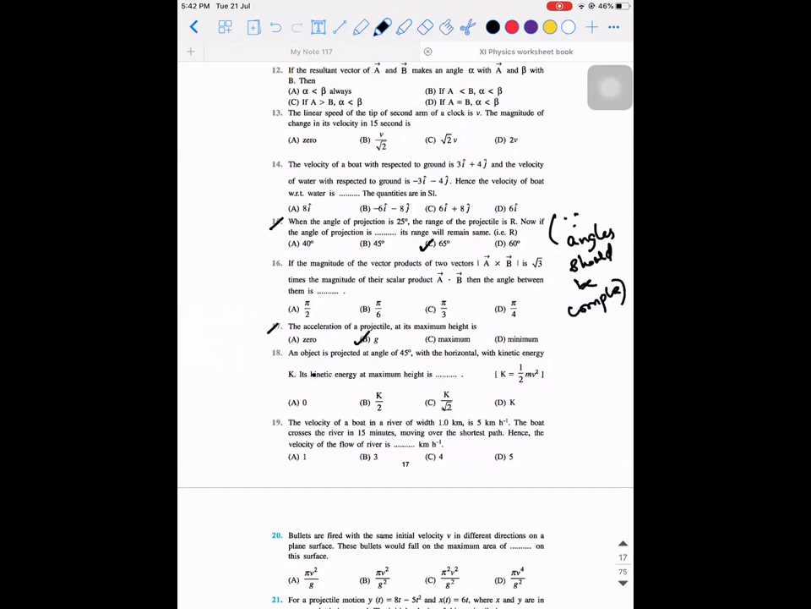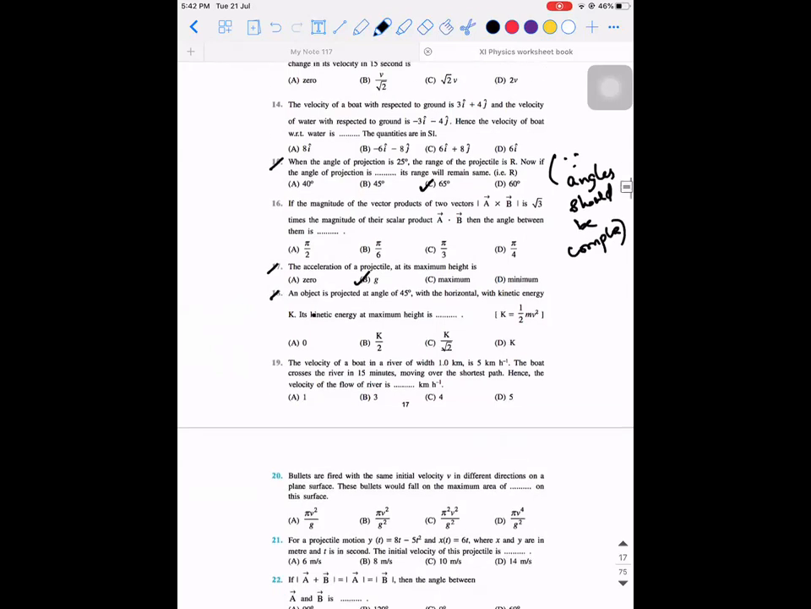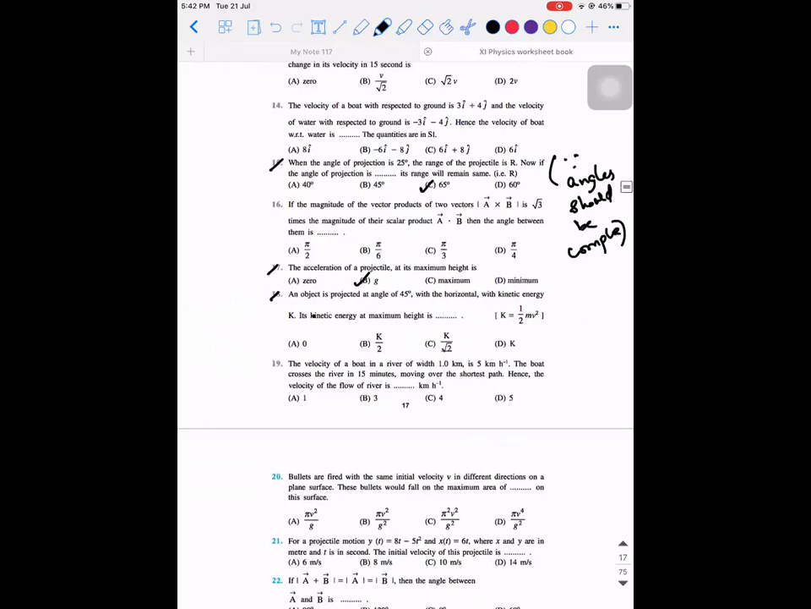The 18th one is, an object is projected at an angle of 45 degrees with the horizontal with kinetic energy K. Its kinetic energy at maximum height is how much? An object is projected at an angle of 45 degrees with the horizontal with kinetic energy K. What will be the kinetic energy at the maximum height? So I will do this problem. Observe.